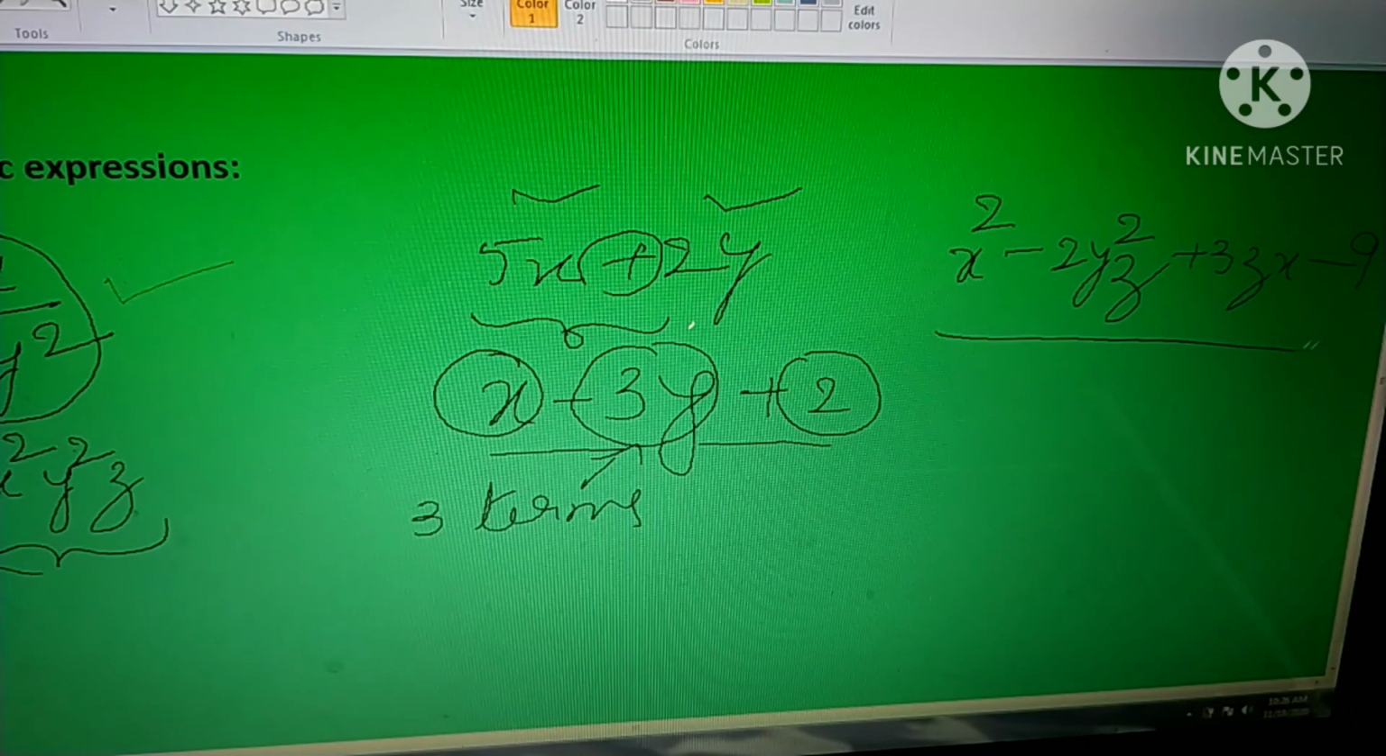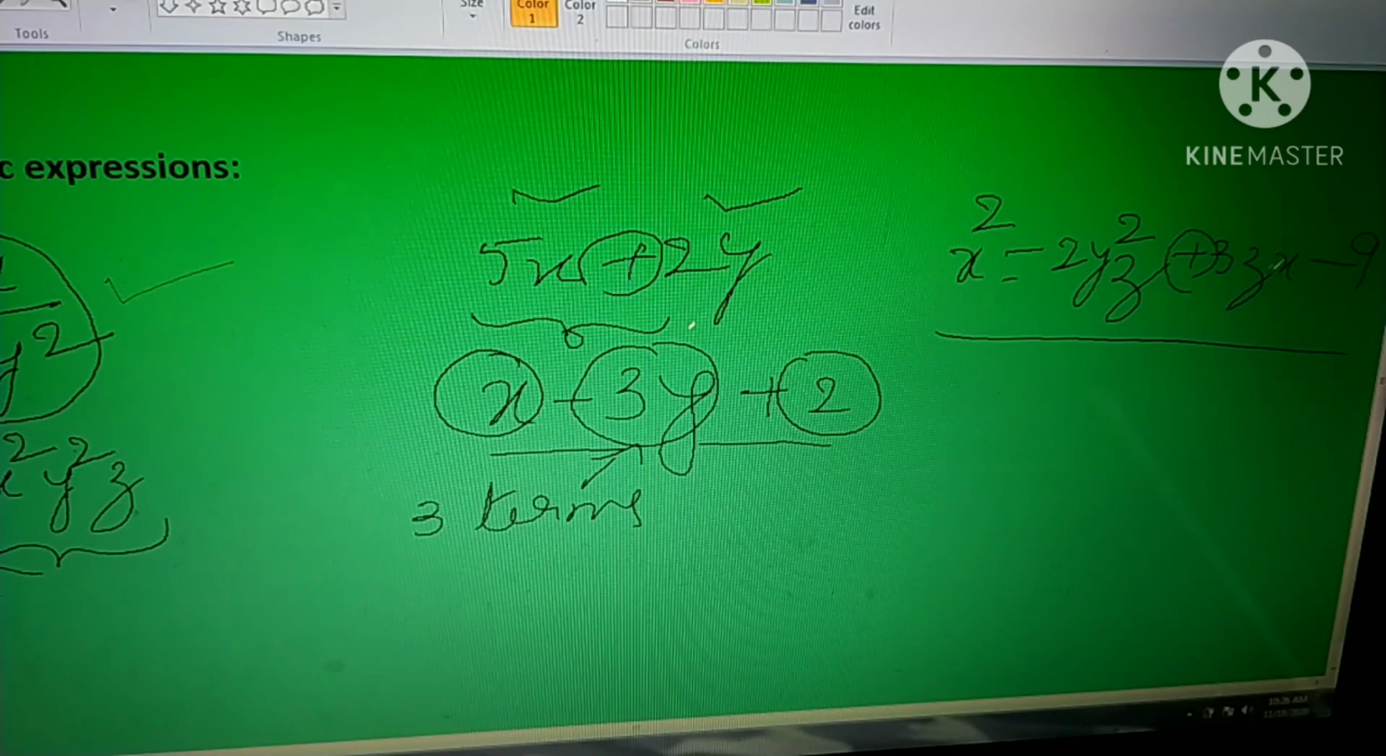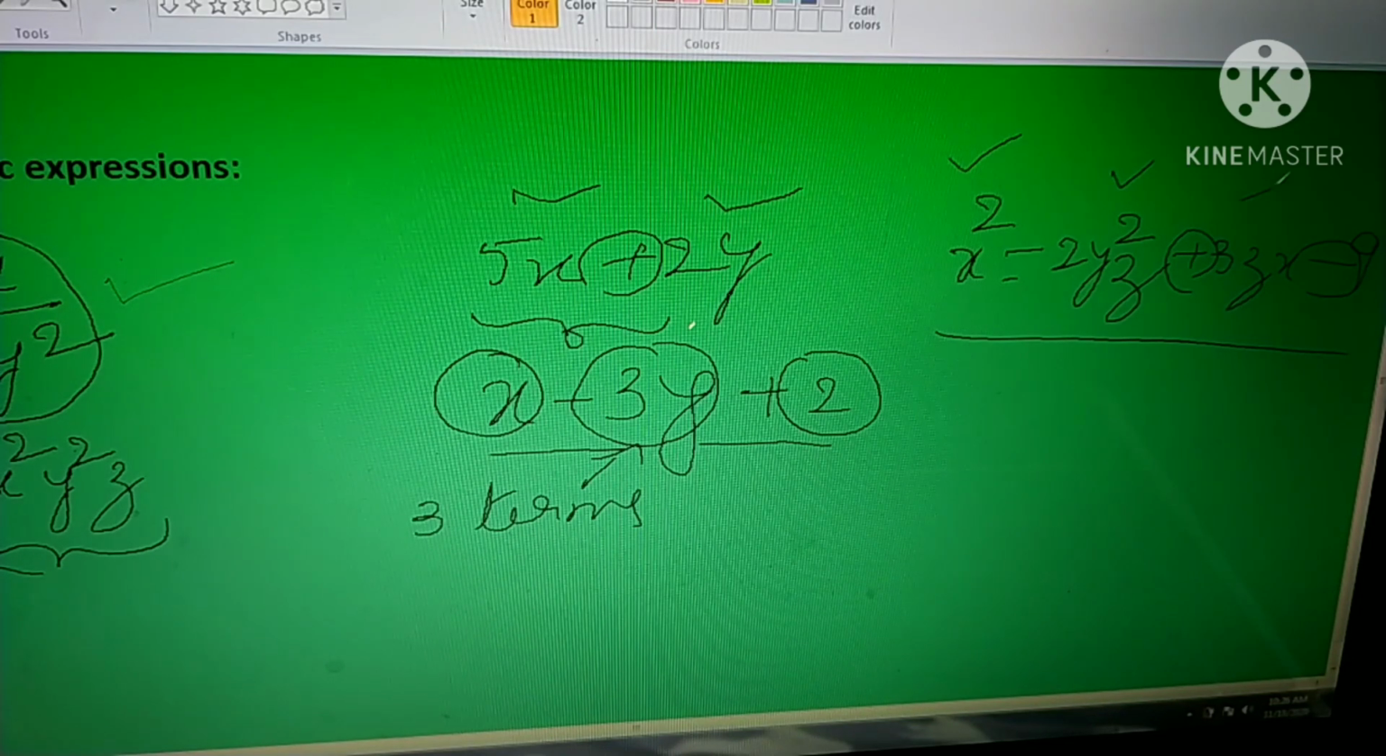Okay, now see this one: x square minus 2y square z plus 3zx minus 9. This is an expression. Here we have minus and plus, and after that we have minus. So this expression is also separated by mathematical symbols like plus and minus. This is one term, this is one term, this is one term, this is one term. How many terms here? 1, 2, 3, 4 terms. Four terms here.